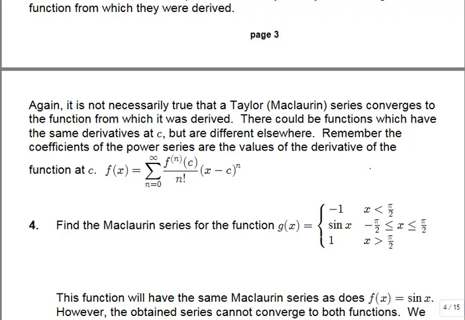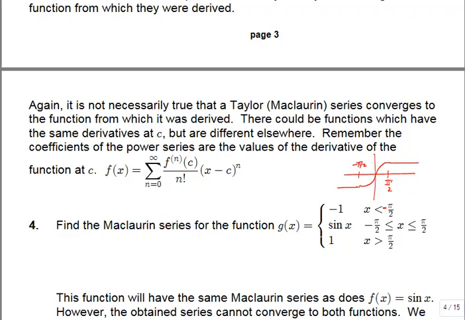The graph of this function looks kind of like this. It's -1 when we're less than -pi over 2, and then it looks like the sine curve, and then it's +1 from pi over 2 on. So it looks like this shape right here. This is obviously not exactly the same thing as the sine curve. It looks like the sine curve just between -pi over 2 and pi over 2, but everywhere else it's different.